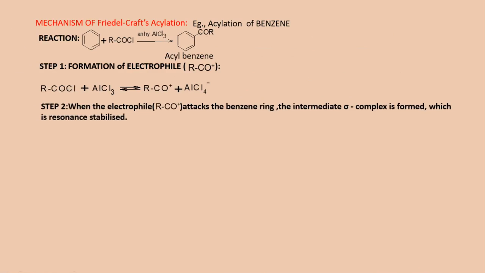Second step, when we consider the RCO plus attacks the benzene ring and the intermediate sigma complex is formed, and this is resonance stabilized. As usual, pi bond is shifted, this is rich in electron center, so that RCO plus can attack this, and this is the slow step, and here the resonating structures are formed.